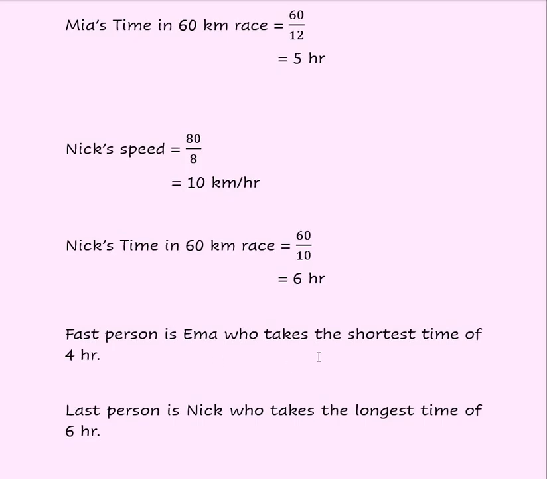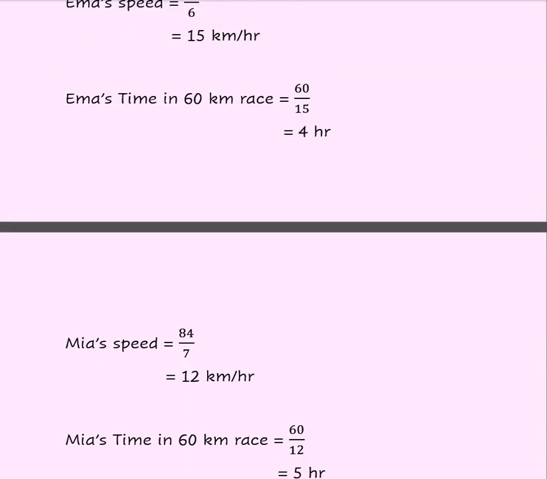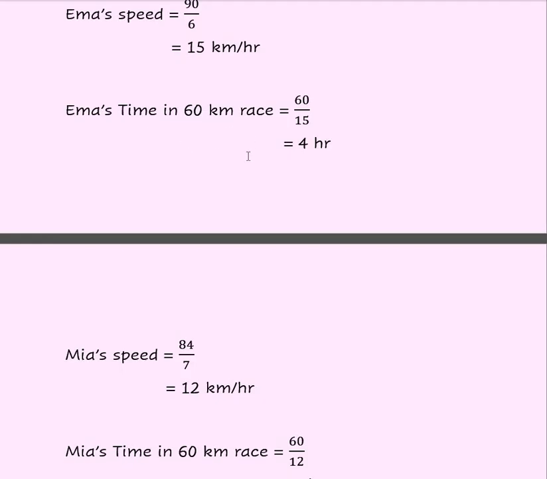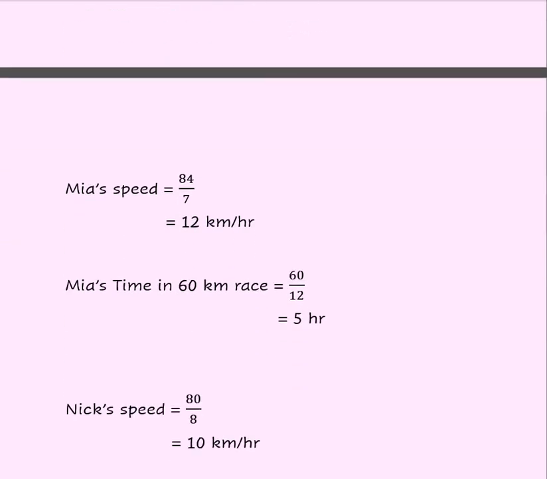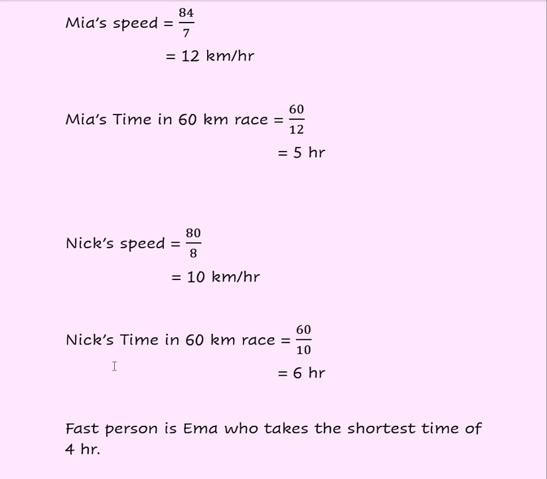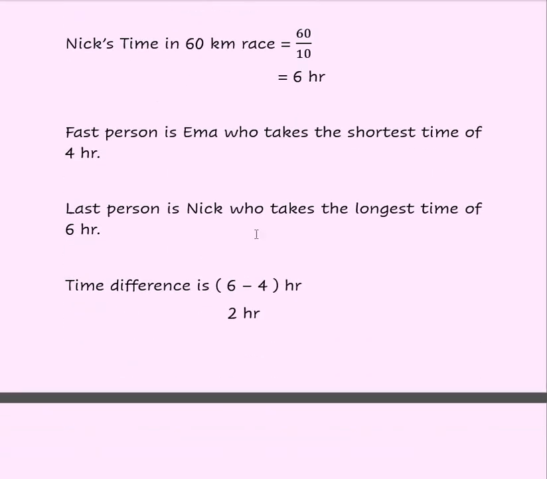First person is Emma, who takes the shortest time of 4 hours, because Emma took 4 hours to cover the 60 km distance, which is the fastest time, and the longest time is taken by Nick, which is 6 hours. Last person is Nick, who takes the longest time of 6 hours. So the time difference between 6 and 4 is 2 hours, which is the difference we need to calculate in this problem. This is the end of problem number 2.